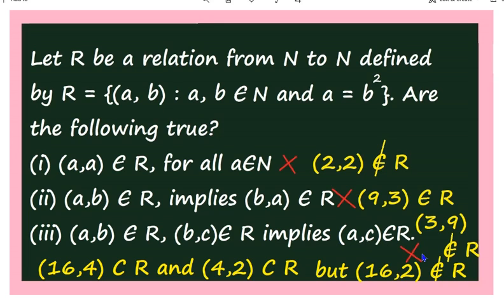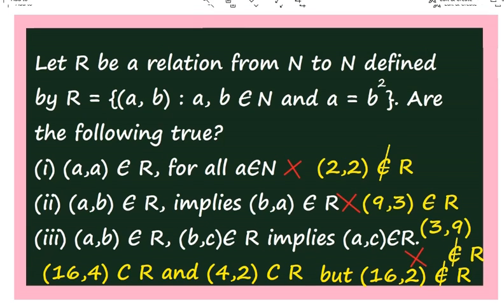Here (a, b) belongs to R, (b, c) belongs to R implies (a, c) belongs to R is also not true. With this much I will conclude this video and continue with the other part in the next video.